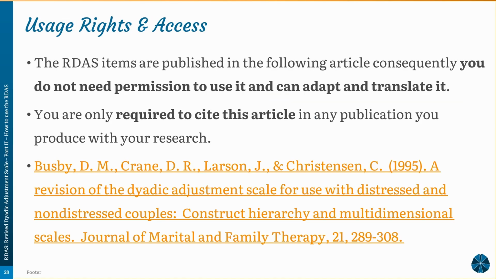Usage rights and access. The RDAS items are published in the seminal 1995 journal article by Busby and others for academic research. You can usually find the items within the article. The link to download the paper is in the presentation. Of course, if you plan to use it commercially in your clinical practice, please always verify the current copyright status and purchase the necessary license or kit to remain ethically compliant.